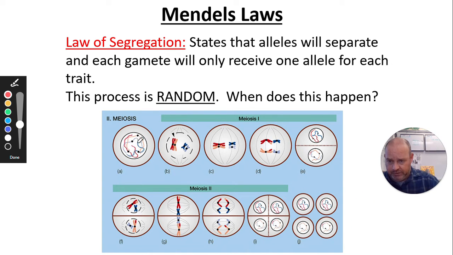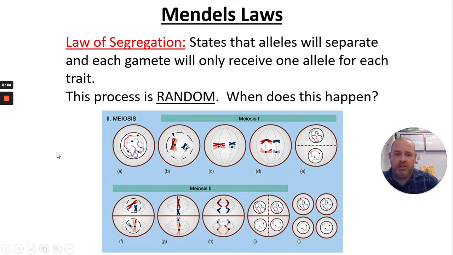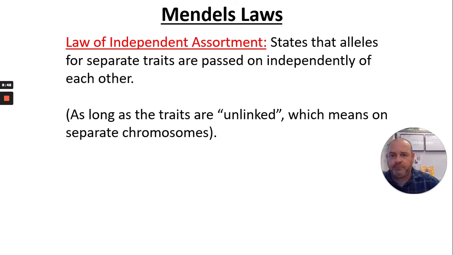There's not 2 copies. So that's segregation, just that every gamete will get one of everything. The law of independent assortment states that alleles for separate traits are passed on independently of each other, right? So as long as the traits are unlinked, and we'll get to linked and unlinked, but basically that means separate chromosomes or far enough on a particular chromosome that they don't travel together.